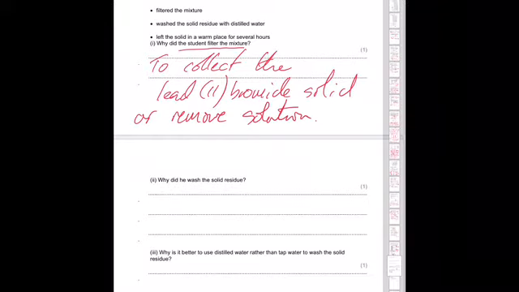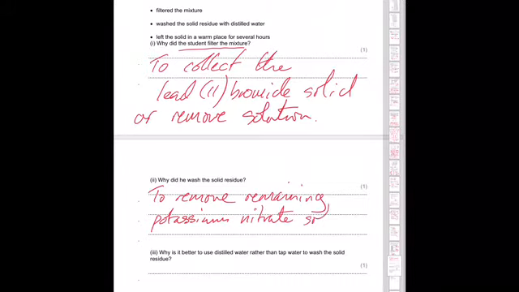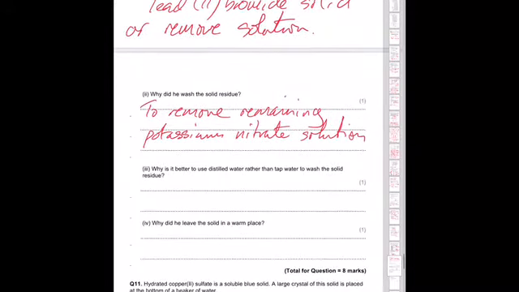Why did he wash the solid residue? To remove any impurities that might still be on the lead bromide. So what impurities might they be? Well, it might be the potassium salt, which was the potassium nitrate salt. So there could be a very, very fine amount still on it, but it still could contaminate your results. That's why you need to wash it.